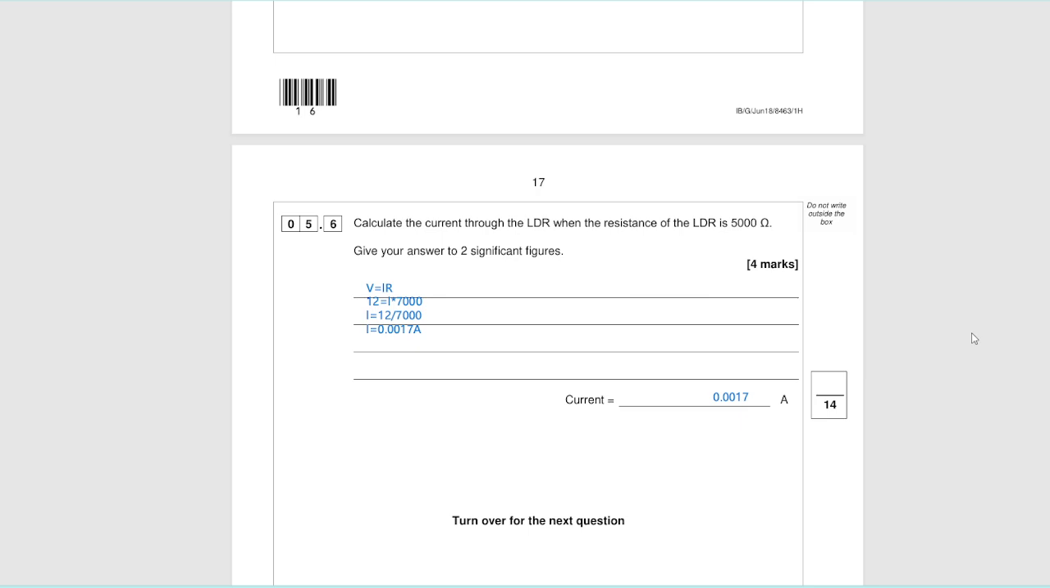Honestly, so many of the math questions in physics are just very simple if you practice rearranging formulas. So if you get really good at rearranging formulas in regular maths, it will just make physics so much easier.